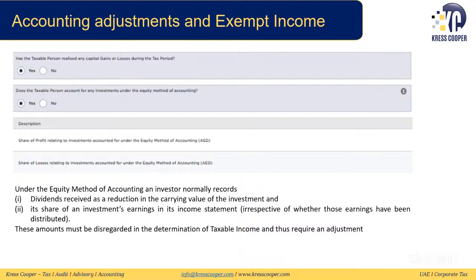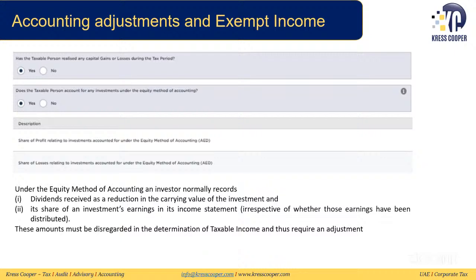So now it will ask you some relevant questions. The first question it will ask you is, has the taxable person realized any capital gain or loss during the tax period? Does the taxable person account for any investment under the equity method of accounting? We know that under the equity method of accounting, an investor normally records the dividend received as a reduction in the carrying value of the investment and its share of an investment's earnings in its income statement.